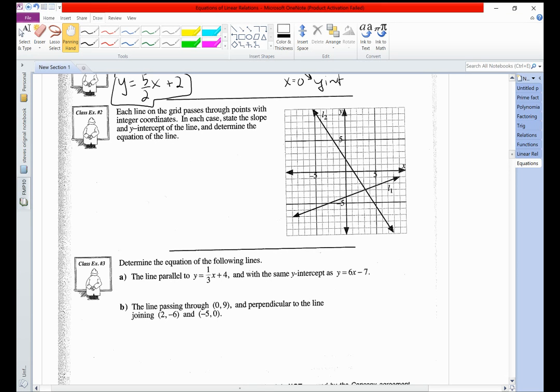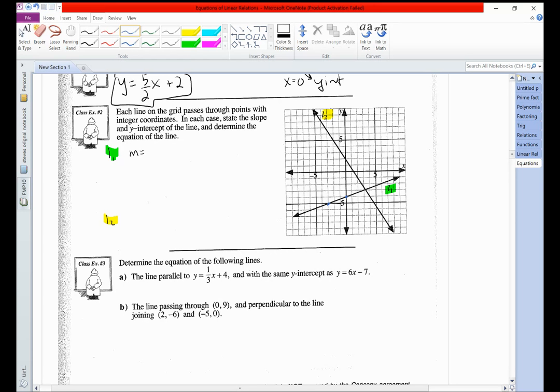So I'm going to do L1 and L2. You can see L2 is that line right there, and L1 is down here. So we need to know the slope of L1. So we need to find some integer coordinates. It looks like, great, let's use a different color, right here and right here.